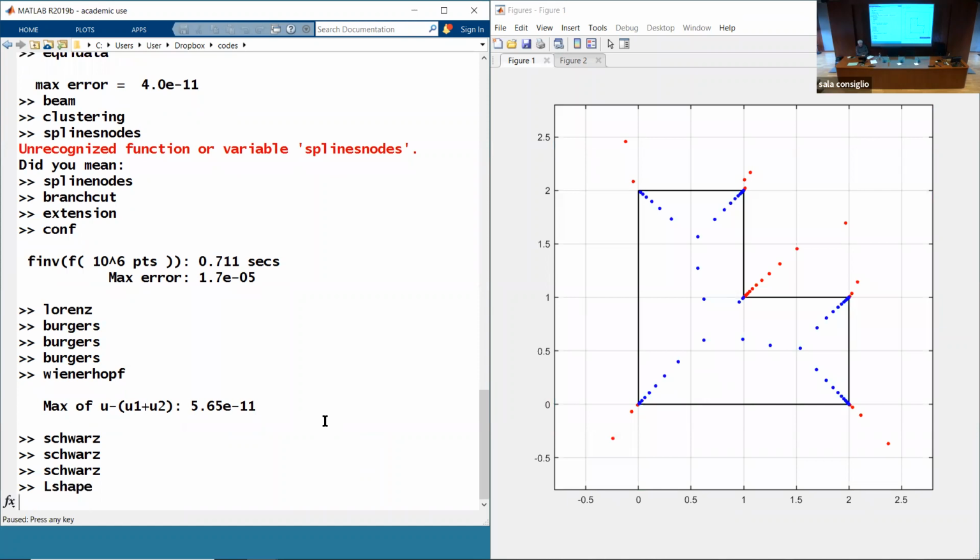So here we're trying to solve Laplace's equation in the L-shaped region. We prescribed some boundary data. So Stefano's crazy idea was to ignore the fact that you're trying to solve it in the interior. Just fit the data by a rational function on the boundary. So AAA does that very happily.